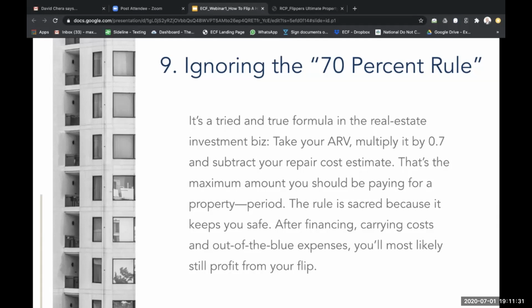So please consider that with financing, you have carrying costs and you have sometimes out of the blue expenses that may come up that you didn't know about, because sometimes the contractor had to break a wall and there were beams in there or pipes in there. You may have unexpected things. So that's why you should never exceed the 70% rule.